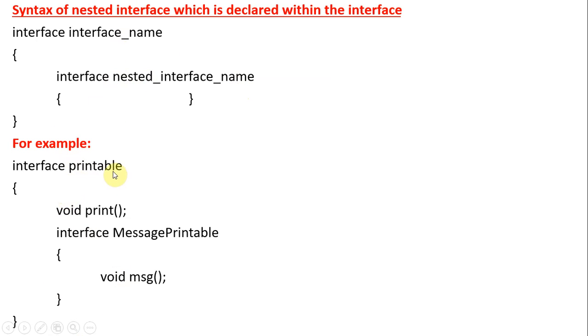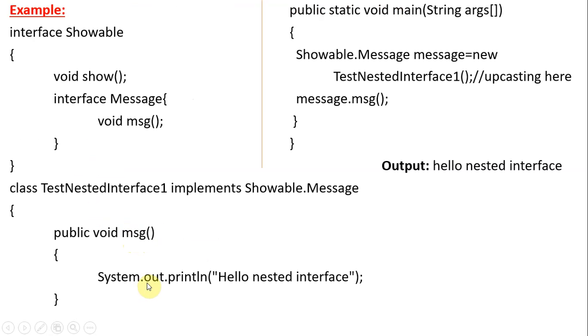So interface Printable has a method print, and it has another interface, MessagePrintable. Okay, in this we have a void message. So the outer interface is Printable, in that we have a print method. The inner nested interface is MessagePrintable, which has a method message. Okay, and we'll see the example here.